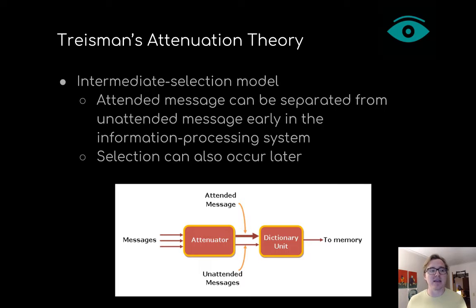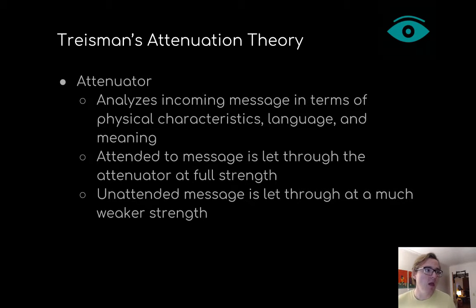It's not literal volume, but you can think about it in terms of action potentials. I need a stronger boost from my attended message and a weaker boost from my unattended message, but the information is still getting through. So that attenuator analyzes the incoming message in terms of physical characteristics, language, meaning, a little bit more information than Broadbent's filter, and then based on that information, it is established as an attended message, and it's let through at full strength. If it's unattended, then it's still let through, but at a weaker strength.